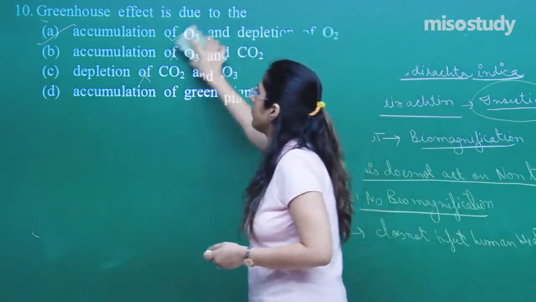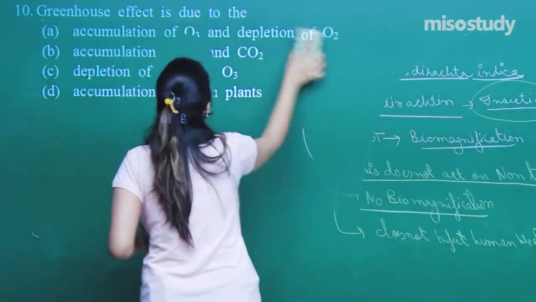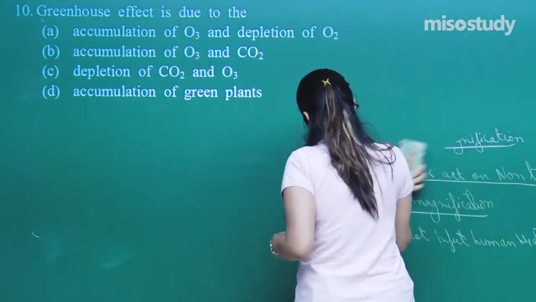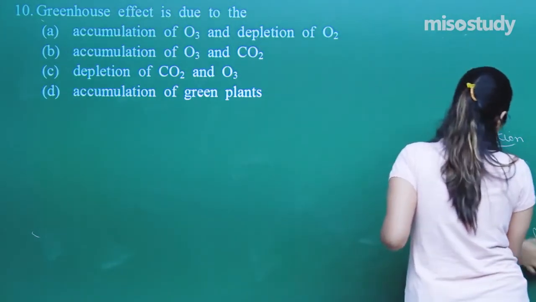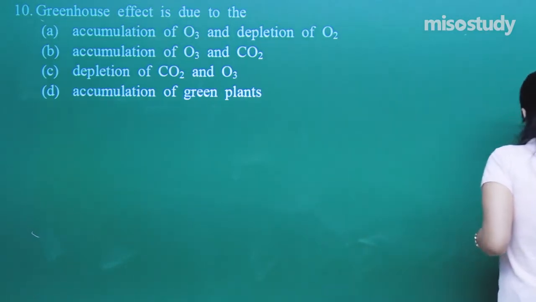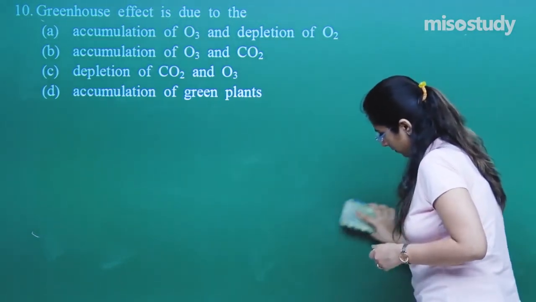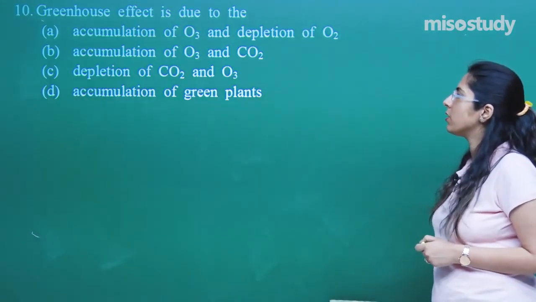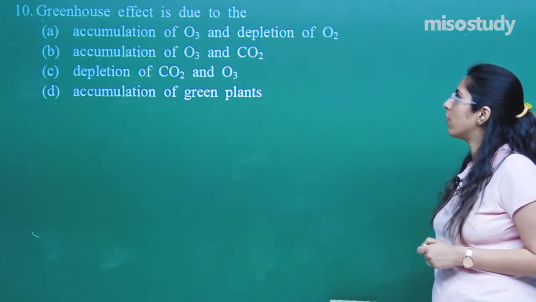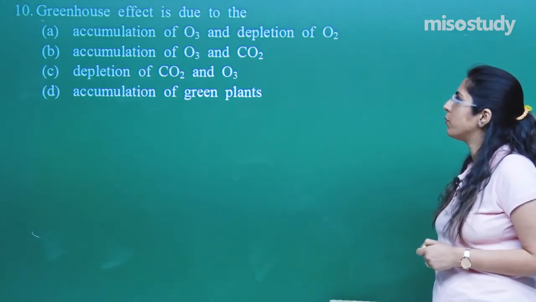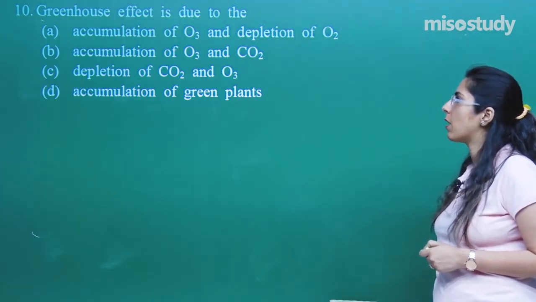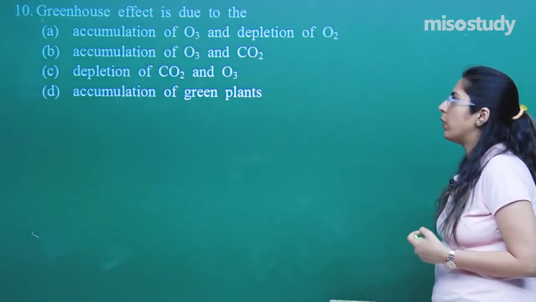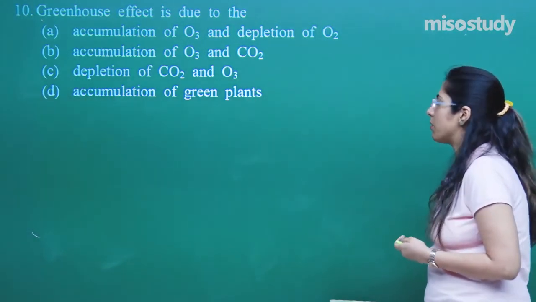So the next question is related to the greenhouse effect. Greenhouse effect is due to accumulation of ozone and depletion of oxygen, accumulation of ozone and carbon dioxide, depletion of carbon dioxide and ozone, accumulation of green plants. Now, what do you mean by this greenhouse effect?